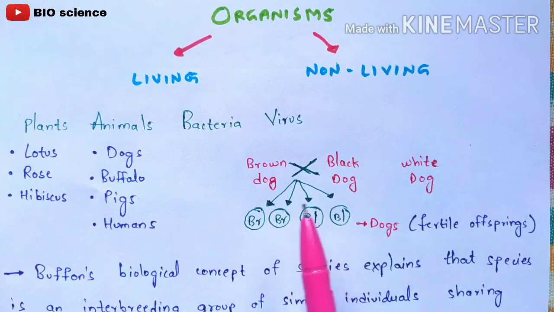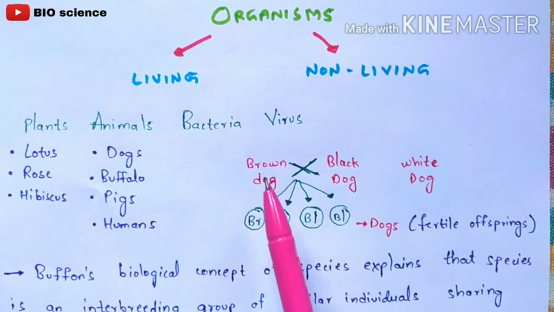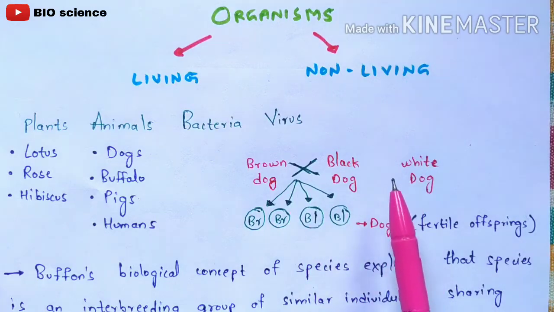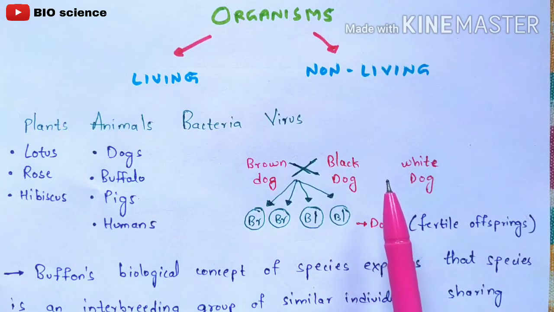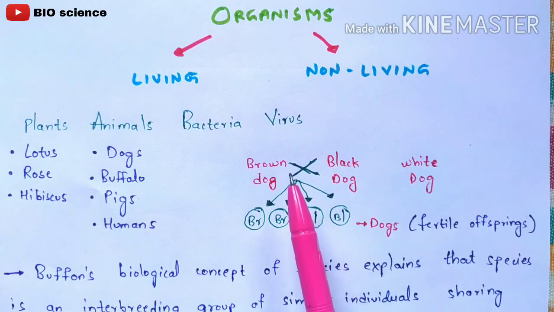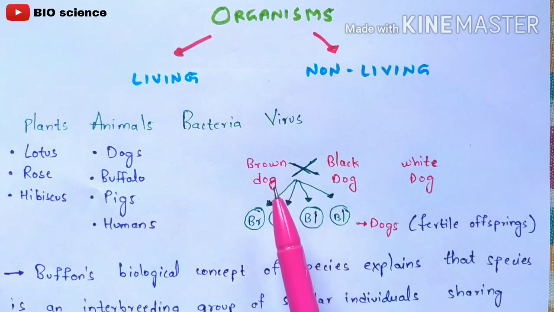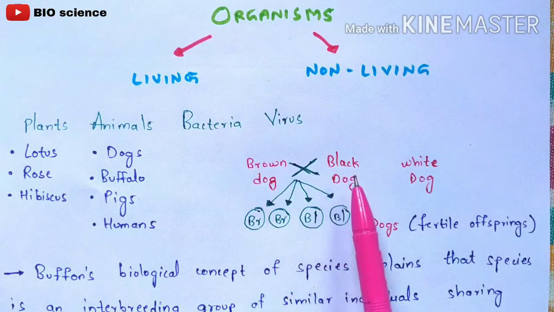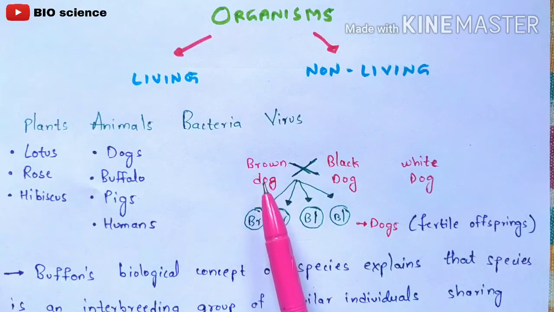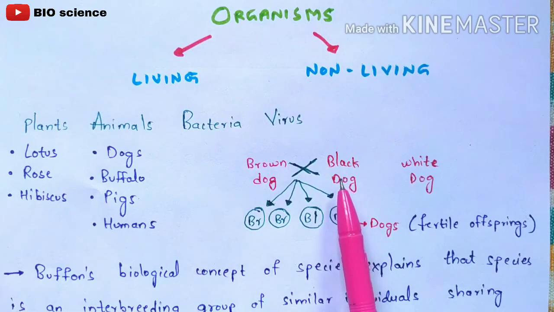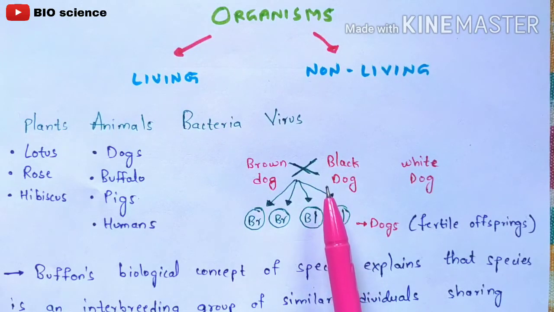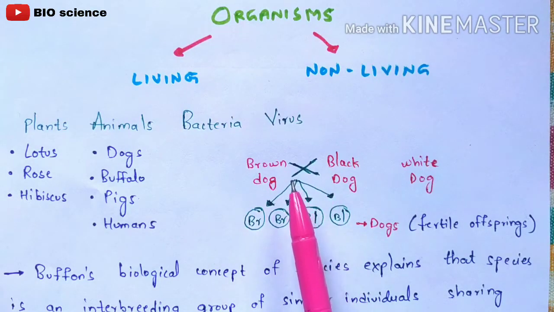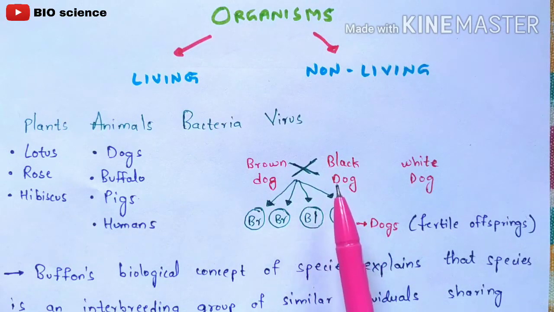Externally or phenotypically, all of these dogs are different, but remember, all of them are considered the same species. So what is that species? Nothing but the dog, right? There is just a small difference in the phenotype, that's it. For example, if you take a brown dog and a black dog, the skin color of this dog is brown and the skin color of this dog is black, that's it. Phenotype is nothing but the external look, the external appearance. There is just a slight difference in the phenotype, that's it. But all of them are considered the same species.